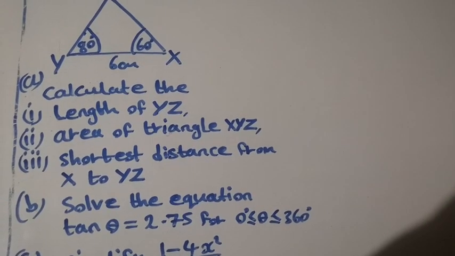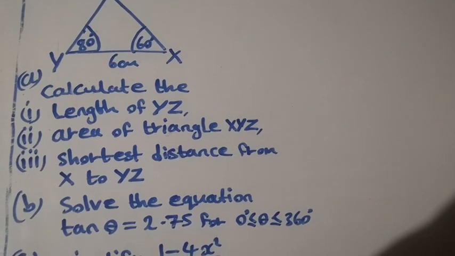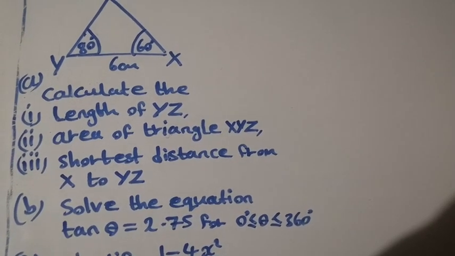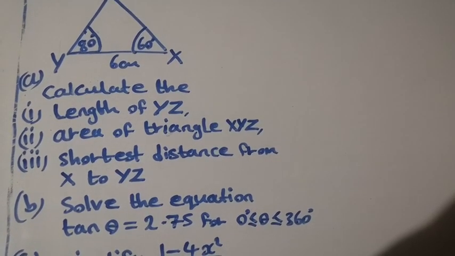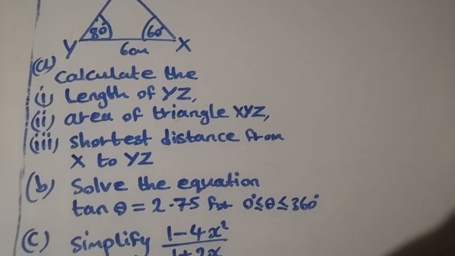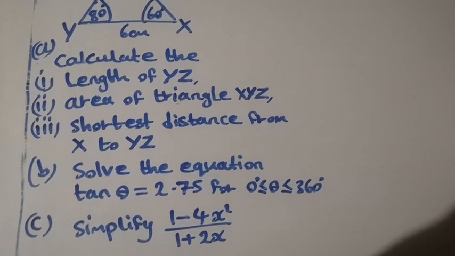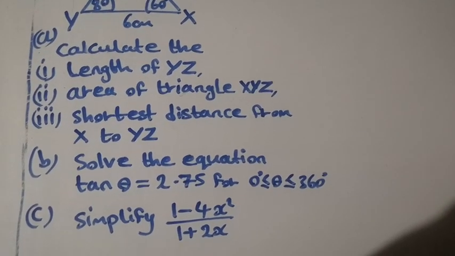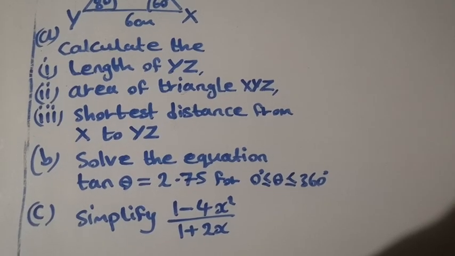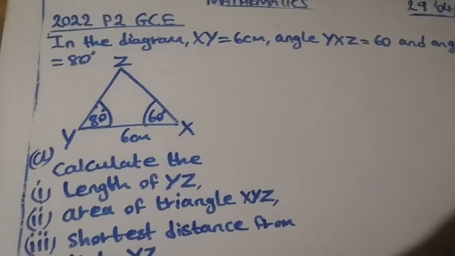Part B. Solve the equation tan theta equals 2.75 for 0 degrees less than or equal to theta less than or equal to 360. Part C. Simplify 1 minus 4x squared over 1 plus 2x. Okay, we'll start with part A.